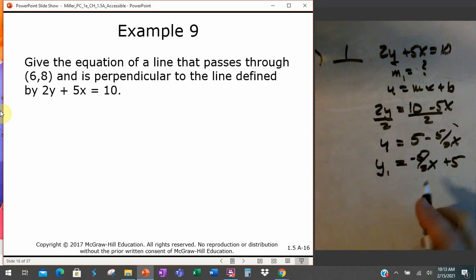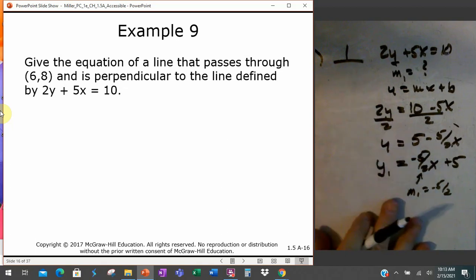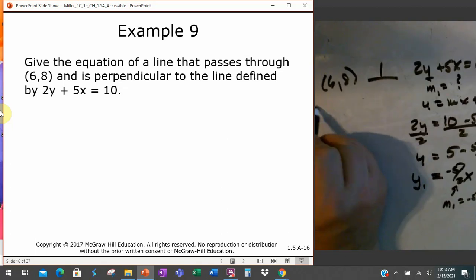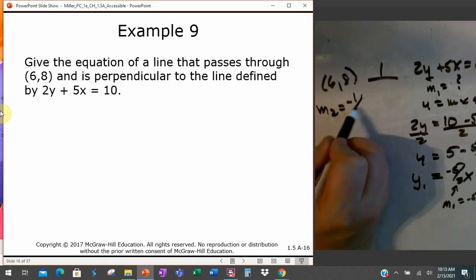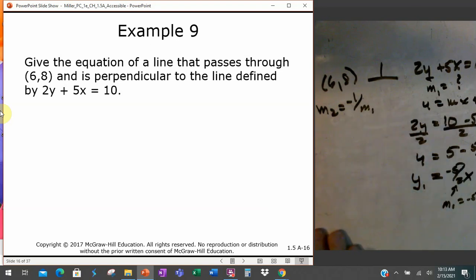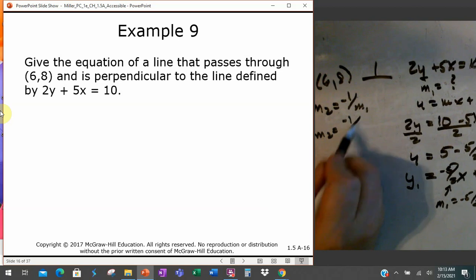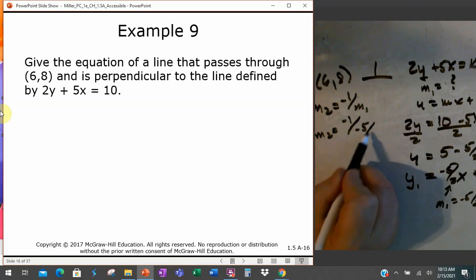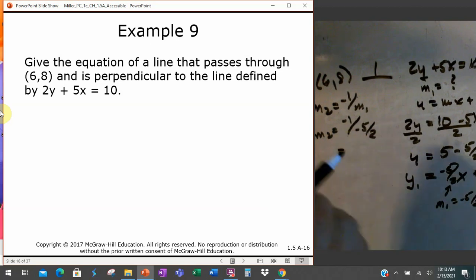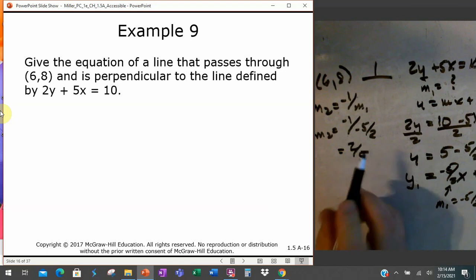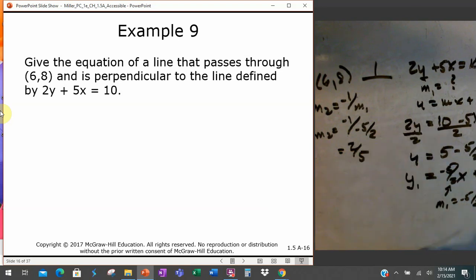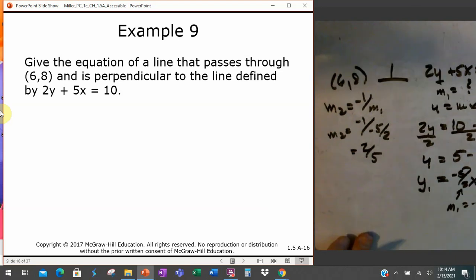So now, this is my m1, but I need something perpendicular. So I know for perpendicular, it has to be the negative reciprocal of that. So m2 would be negative 1 over my negative 5/2. And if I invert and multiply, that should just come up with the 2/5, the negative reciprocal. And then I get to use my equation.